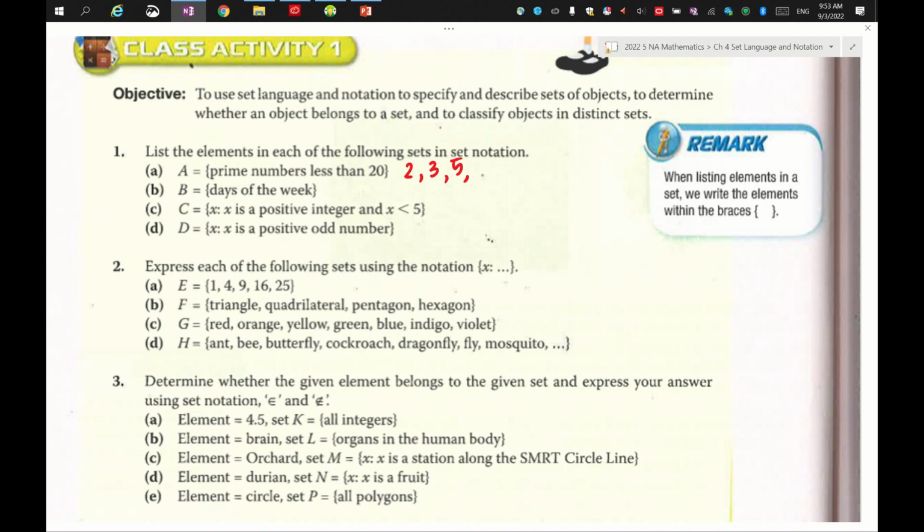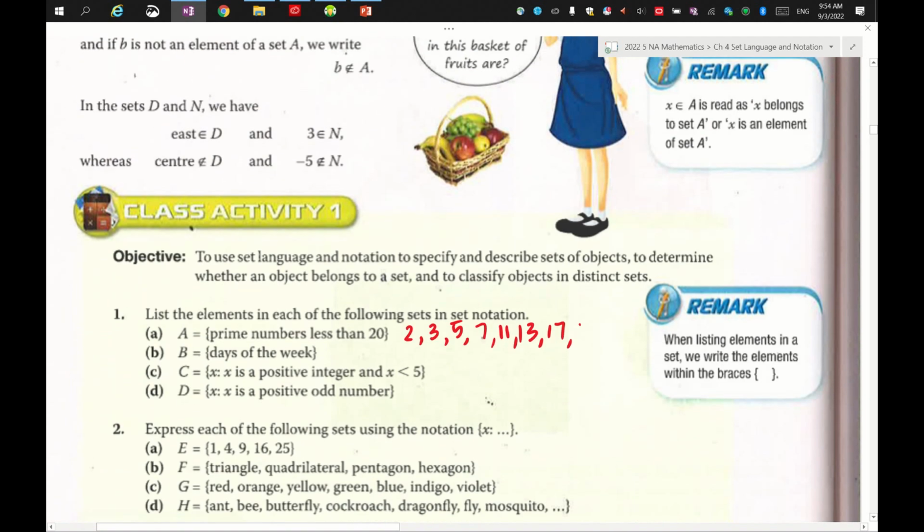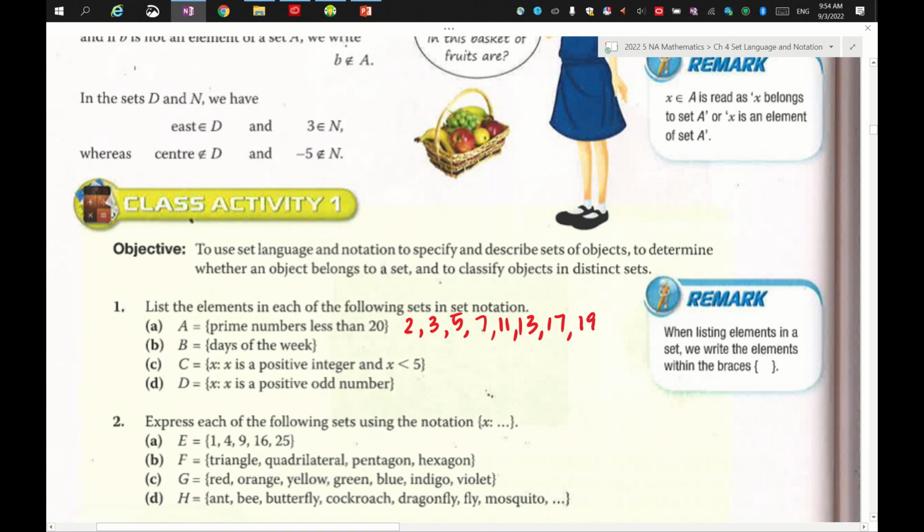What is the next one? 7, yes, 7. What is the next one? 11. Yes, correct. Next. 19. Okay, not wrong, but give me in order. 13. Next. 17. Next. Correct, 19. So these are the elements that are found inside our set A.